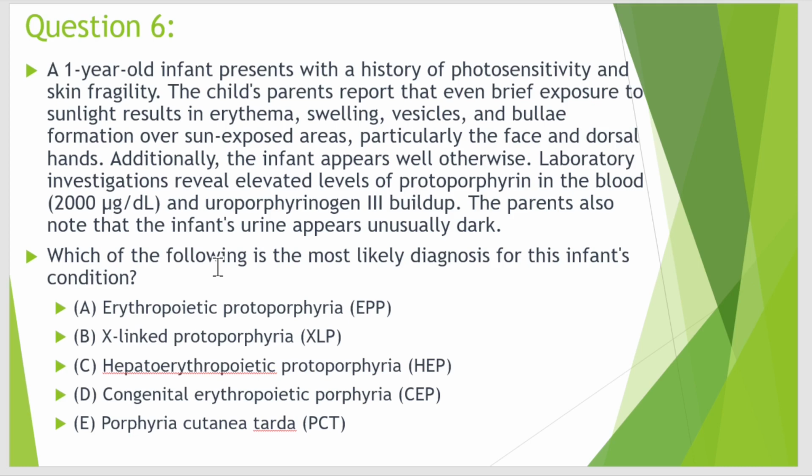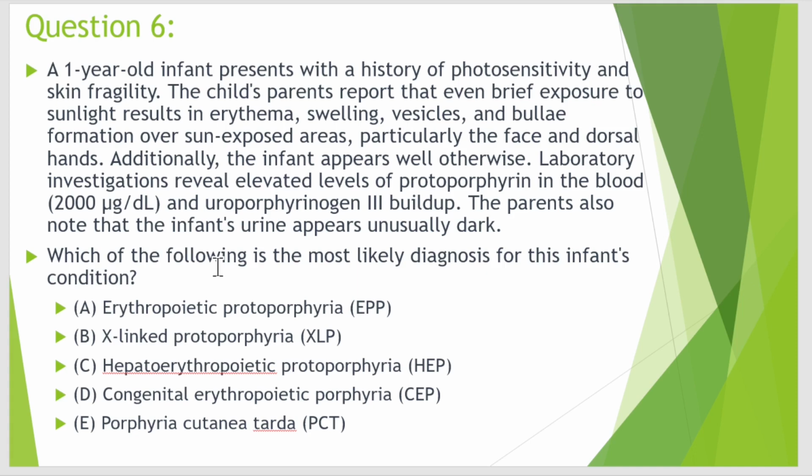Now, we did mention dark urine. You can extrapolate. Is the author talking about red urine? Red can sometimes take on a dark maroon appearance. It's kind of confusing. But what should clue you into this disorder is the uroporphyrinogen 3 buildup. So it's not protoporphyrin 9, so you should already kind of exclude EPP.